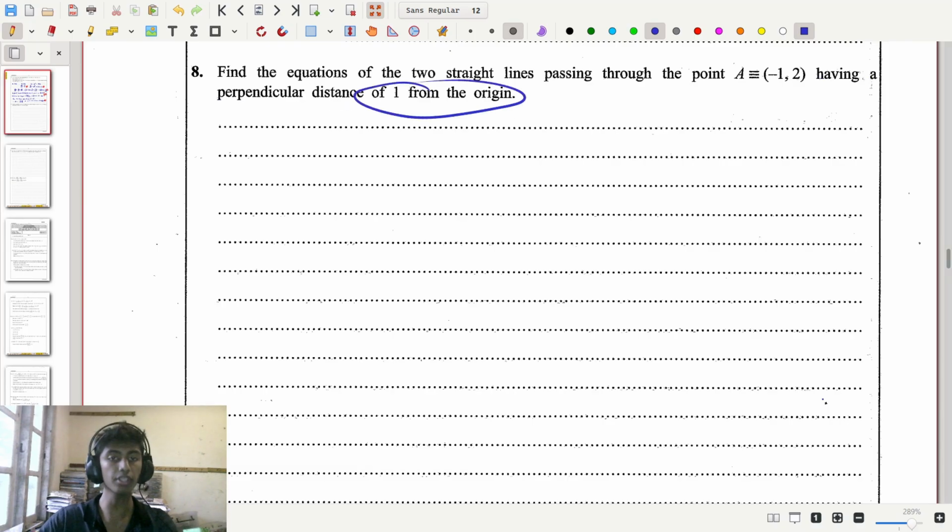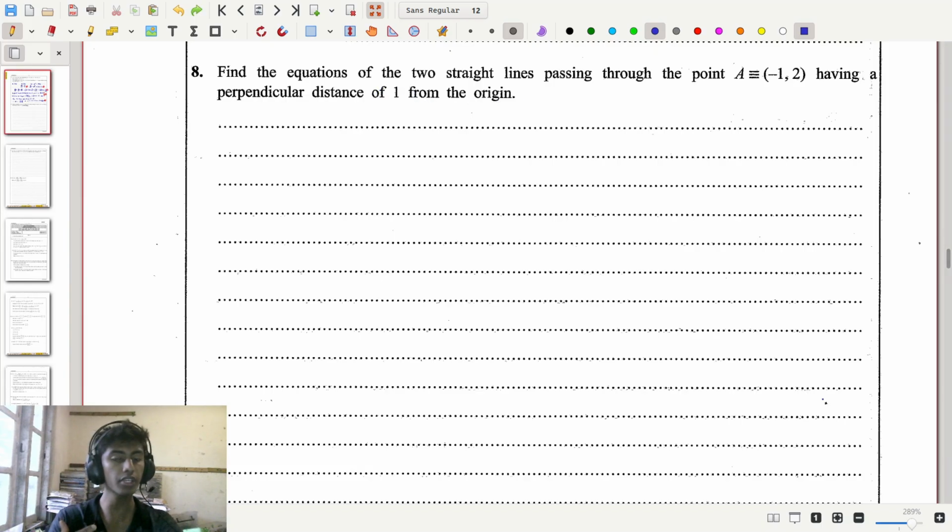Now here we can see we need to find two straight lines, and we are only given two bits of information to find them. The first bit of information is that both of these straight lines pass through the point A, which is (-1, 2), and the second bit of information is that both of these straight lines have a perpendicular distance of 1 from the origin, as in the (0, 0) point.